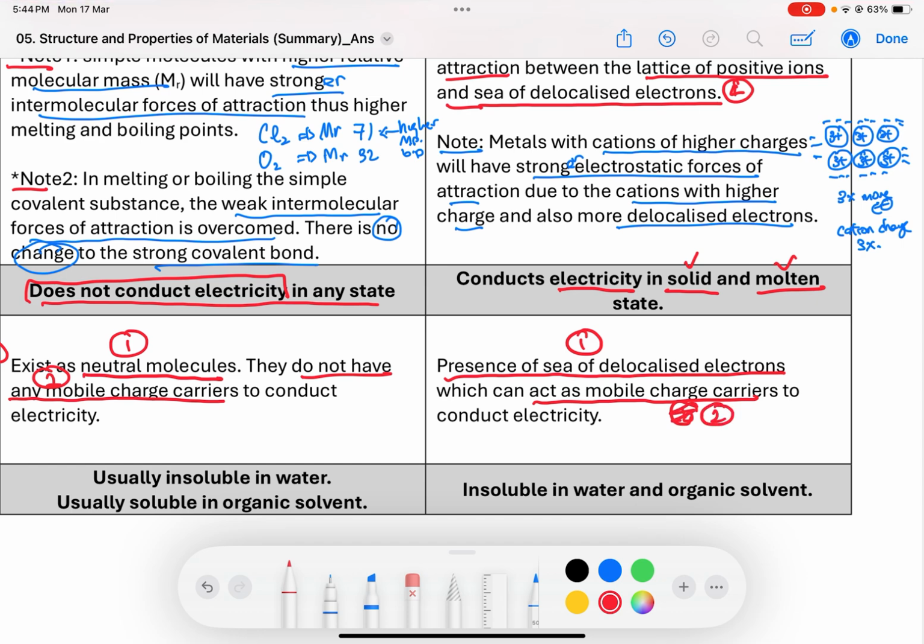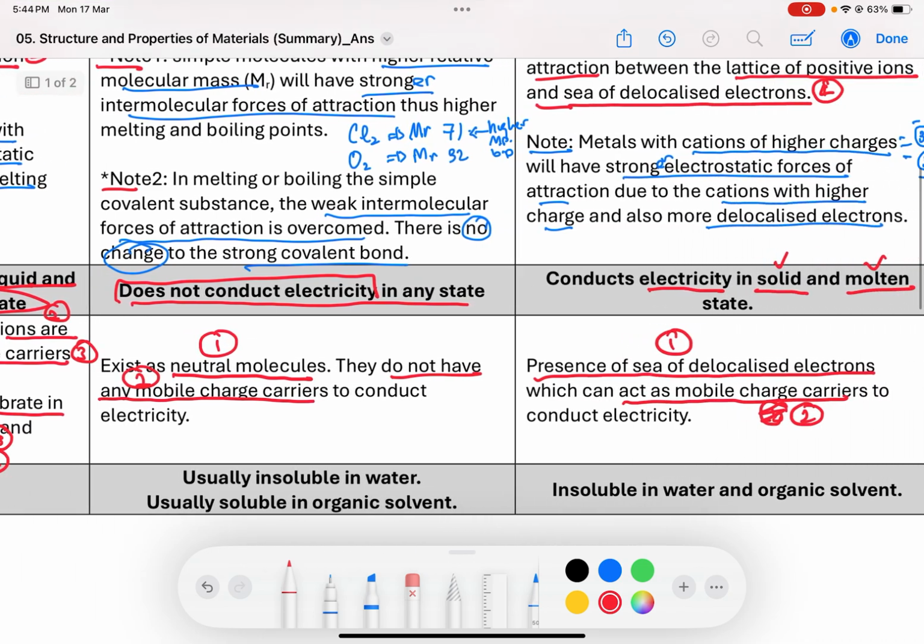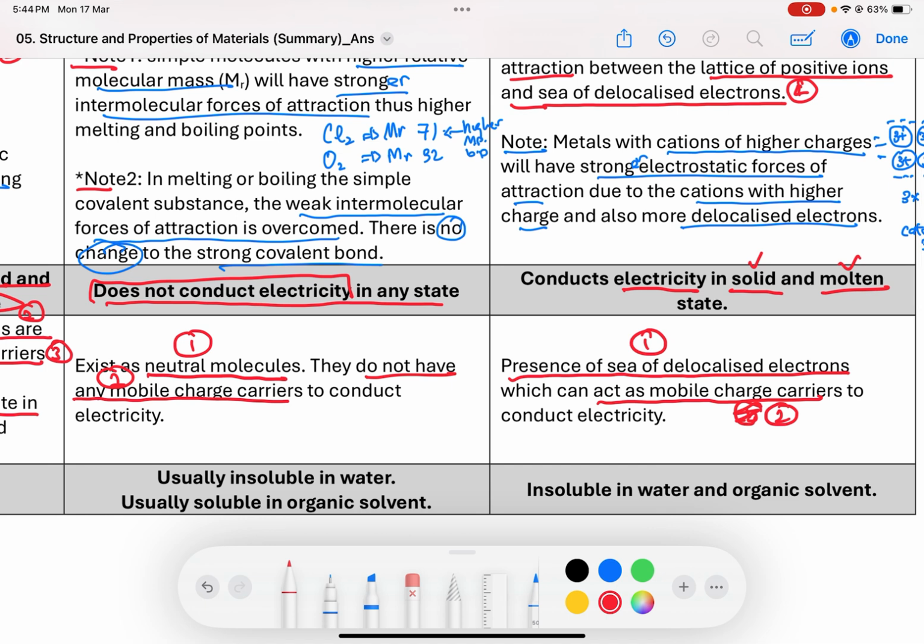So realize, the key idea here is always: what is the mobile charge carrier? Once they have a mobile charge carrier, you can say that they can conduct. If they don't have one, then they can't conduct electricity.